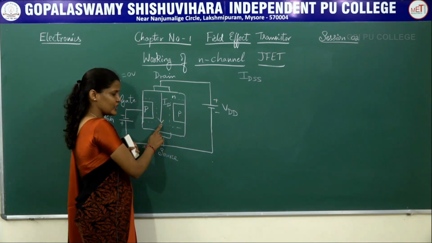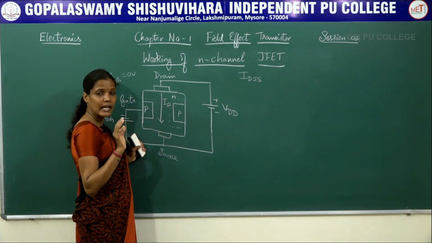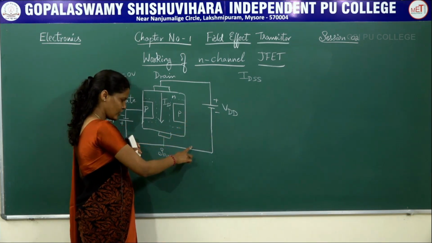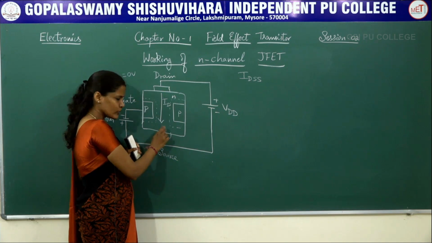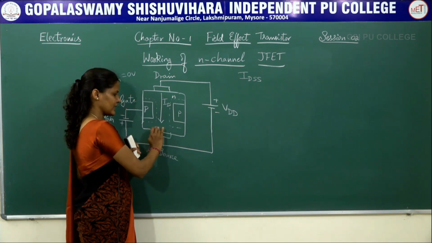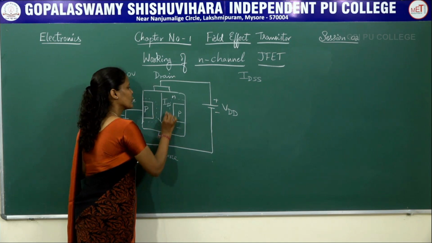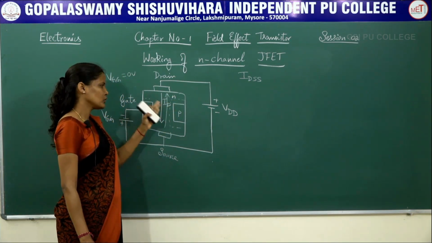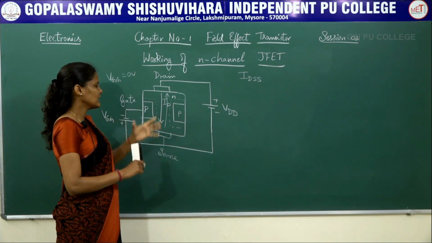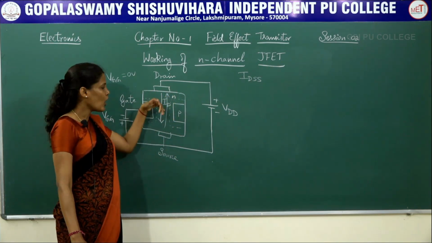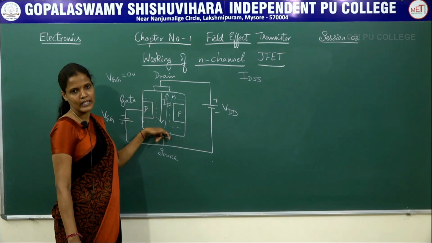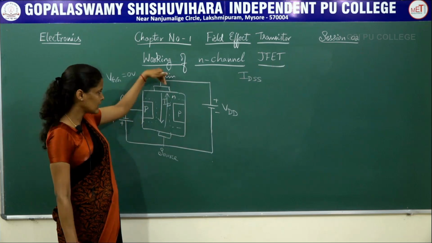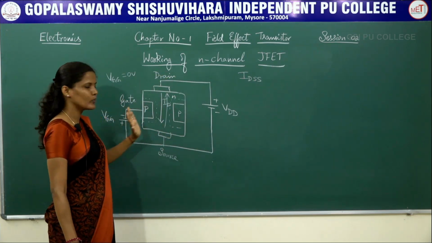Here in the N channel, the majority charge carriers are electrons, which are negatively charged. So the negative terminal of the battery will push the electrons present near the source terminal from source to drain. But according to conventional current flow, the conventional current flows in the direction opposite to that of electron flow. Since electrons flow from source to drain, the current flows from drain to source. I hope you are clear with this.